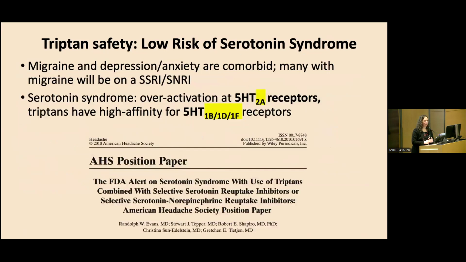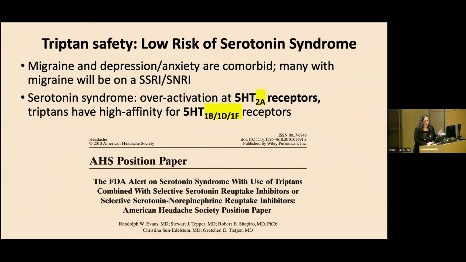Moving on to the serotonin syndrome question. Depression and anxiety are comorbid with migraine. So this is something that's going to come up quite a bit. And if you had to restrict triptan usage among all the people who have comorbid depression and anxiety and are on one of these medications, that would have quite a bit of impact. Serotonin syndrome comes from overactivation at the serotonin 2A receptors. Triptans are quite specific for serotonin 1B, 1D receptors. Some of them also act on 1F receptors, but they really don't drive the 2A receptor. So from a pharmacologic standpoint, it doesn't quite make sense.